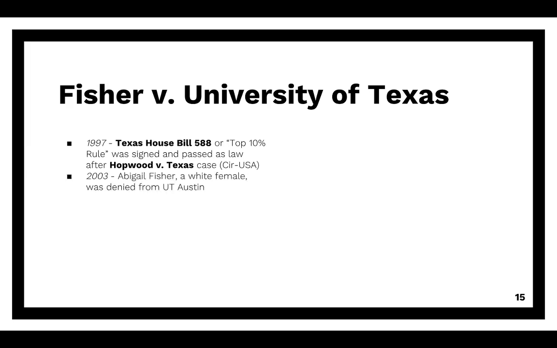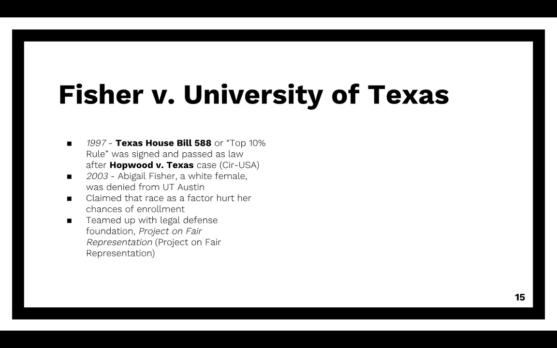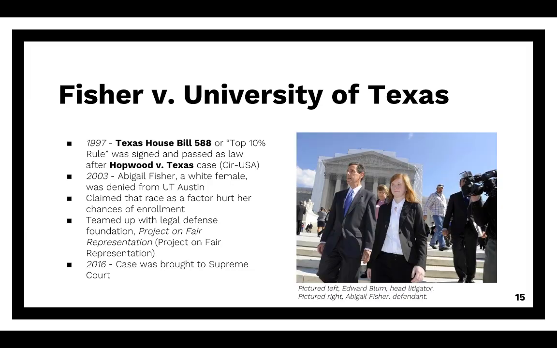Abigail Fisher was denied admission to the University of Texas Austin in 2003, and she teamed up with the Project on Fair Representation in order to sue them. The head litigator for this was Edward Blum, which you'll hear about later on, in particular in another specific case. They said that race as a factor hurt her chances of enrollment, and this case was soon brought up to the Supreme Court in 2016. As you can see, pictured left is Edward Blum, and pictured right is Abigail Fisher, the plaintiff.